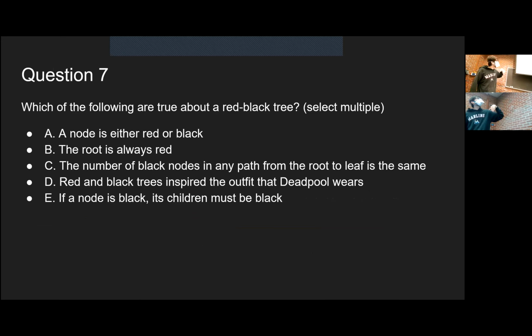Which of these are true? Well, it's what we just said on the last slide. A node is either red or black. Yep. Third is always red? That's not true. The root is always black. And the number of black nodes on any path from root to leaf is always the same. That is true. And then this one, that's not true. If a node is black, its children must be black? That's not true, because that would mean every node has to be black since the root is black. It's that if a node is red, its children must be black. So only A is true.